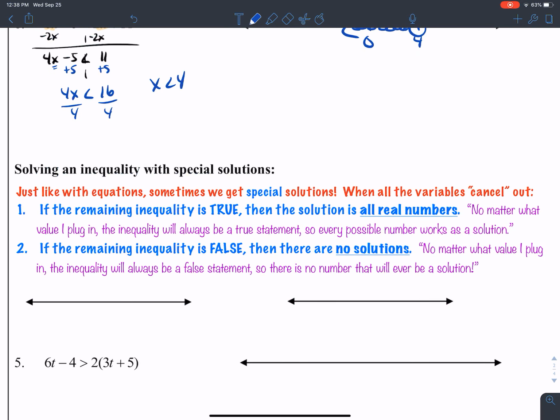So moving on, again, when we're working with inequalities, sometimes we have special situations where all the x's cancel out, or all the variables cancel out. We've seen that with equations before, like 3x minus 6 equals 3x plus 6. When I subtract 3 x's from both sides, I got negative 6 was equal to 6. And the idea here is very similar to when we work with equations. If the resulting inequality is true, then it's all real numbers. If the resulting inequality is false, then there's no solutions.